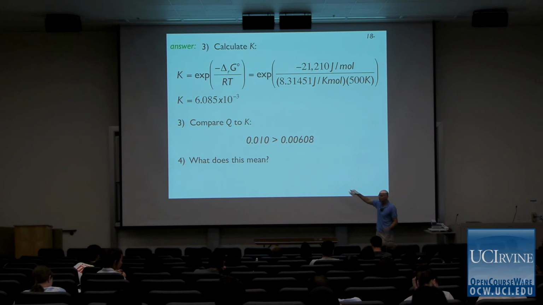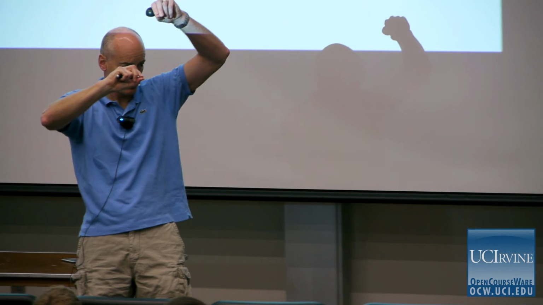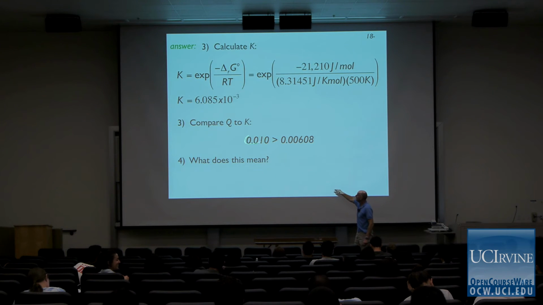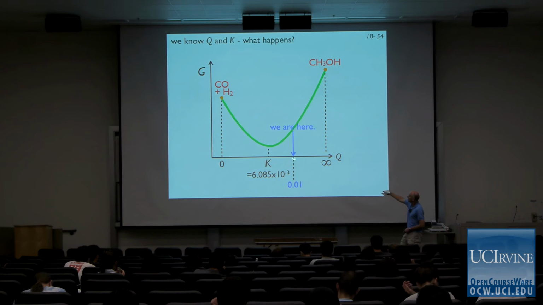Because remember what Q is. Q is products over reactants, right? So if Q is bigger, that means we have more products with respect to reactants than we will have at equilibrium. So we are on the right-hand side compared to where equilibrium is. We're at 0.01, equilibrium is here, okay? And so we can immediately start to make predictions about what's going to happen, can't we? Just looking at this diagram.